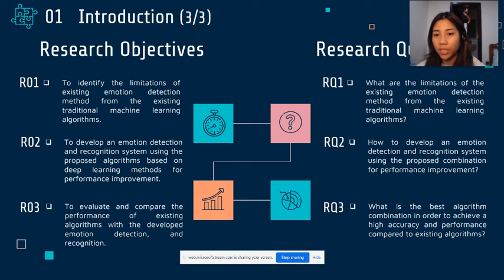As for the research questions: What are the limitations of the existing emotion detection methods from the existing traditional machine learning algorithms? How to develop an emotion detection and recognition system using the proposed combination for performance improvement? And what is the best algorithm combination in order to achieve high accuracy and performance compared to existing algorithms?